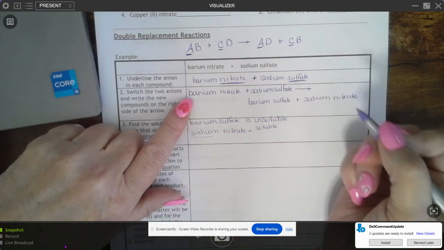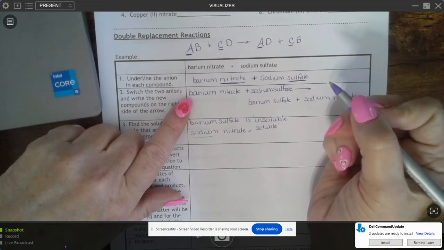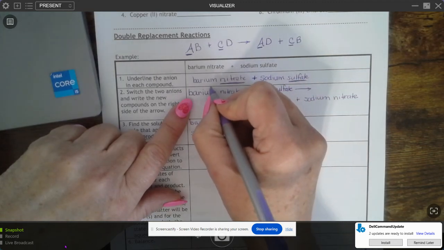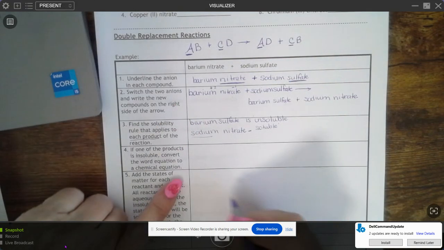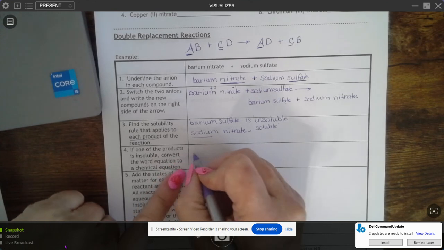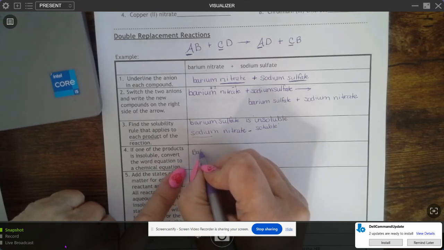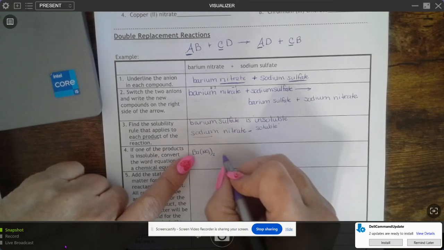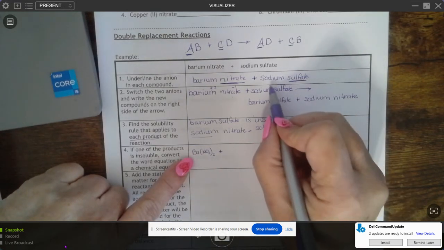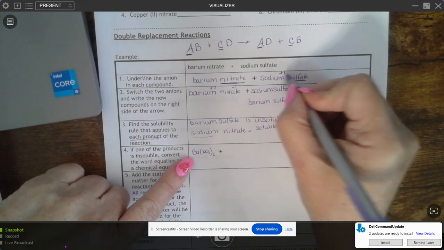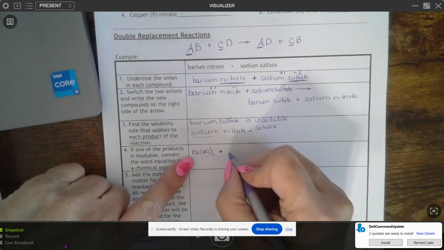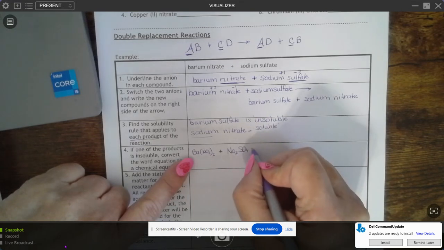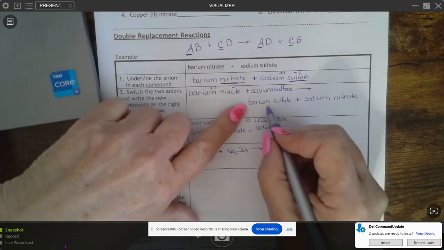So I am going to be looking at these compounds. Again, this should be old news by now. You've got to look at the charges and crisscross. So barium nitrate would be Ba(NO3)2. The second one is sodium. Sodium's +1. Sulfate is a polyatomic ion -2. So Na2SO4. Those react to give us barium sulfate.